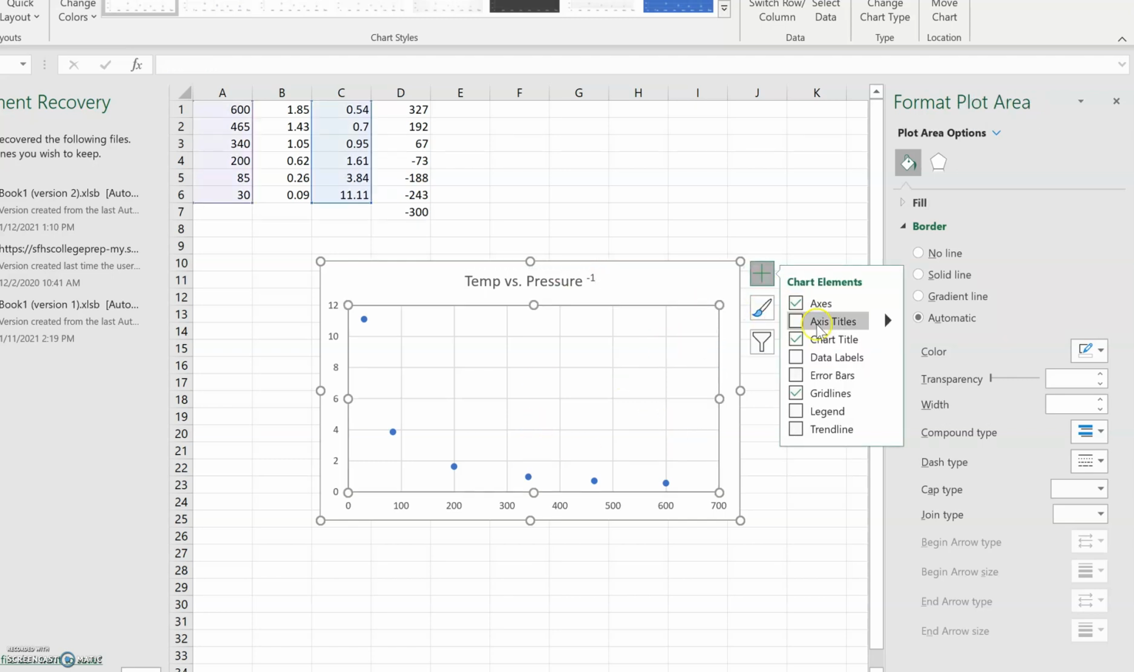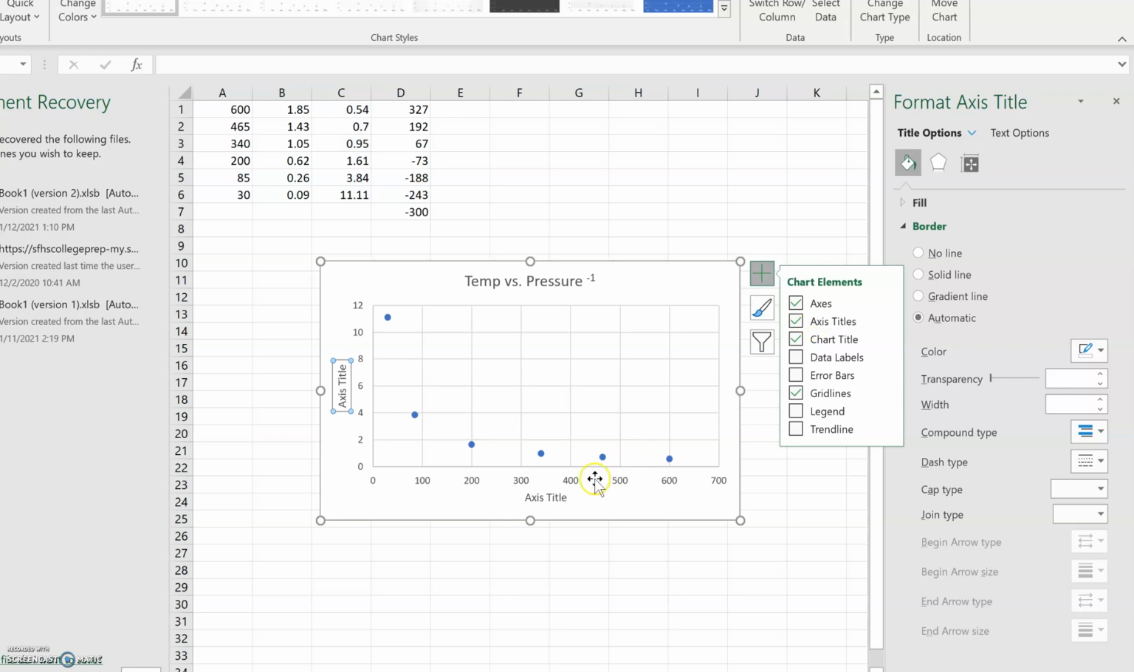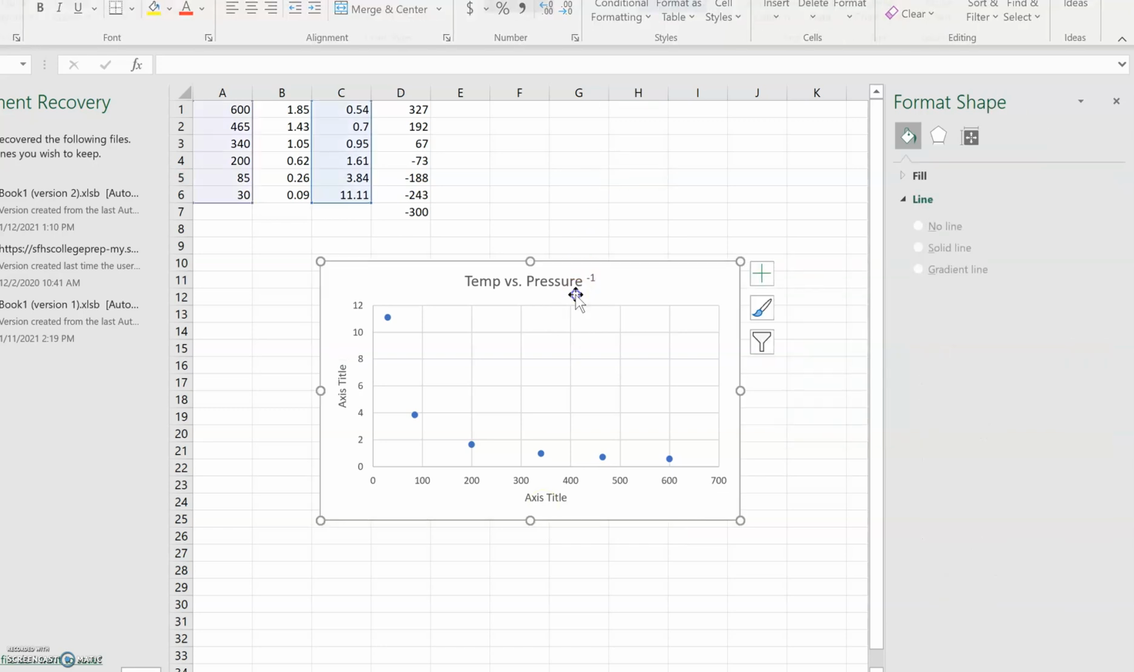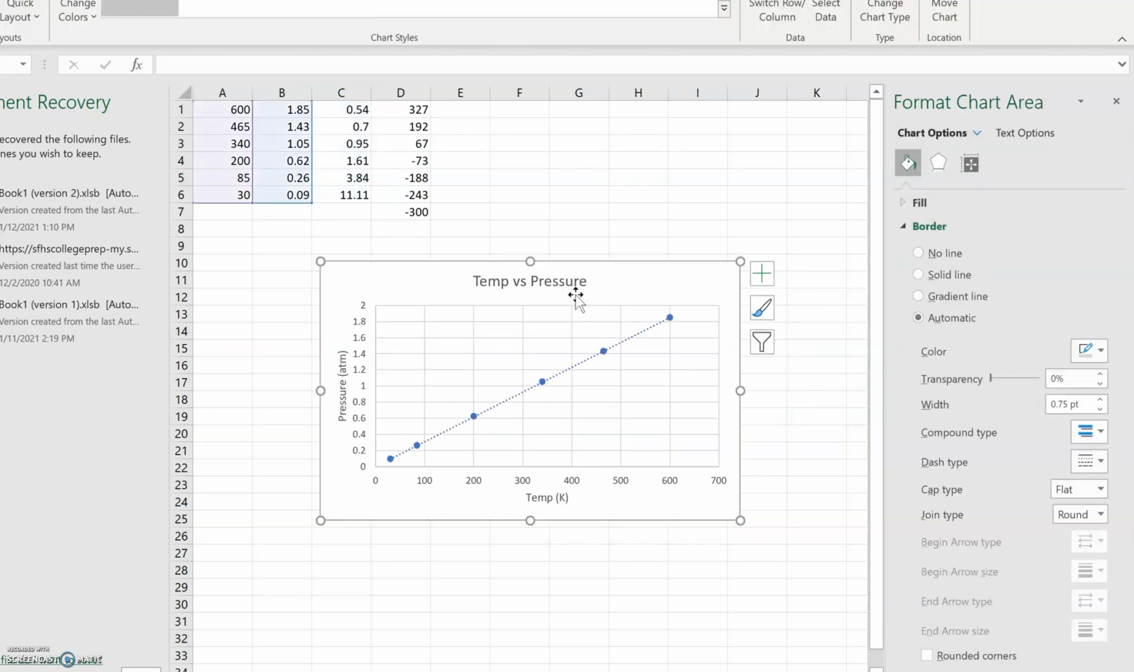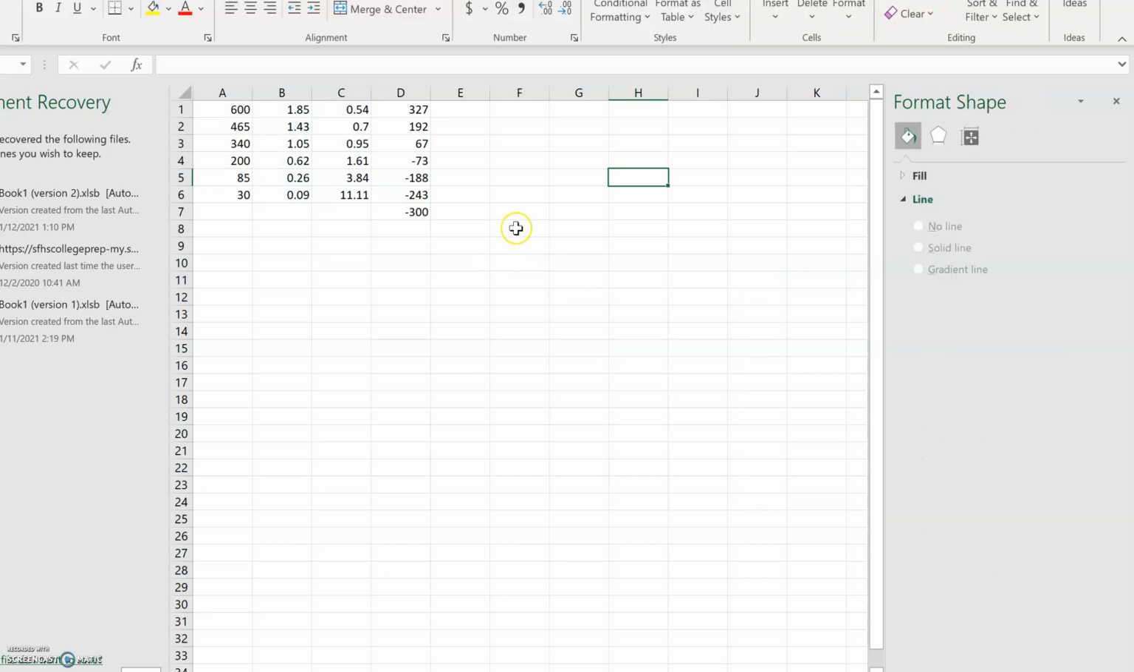We're going to add axes titles, and make sure that you label your axes with the proper measurement and units. The last graph that we're going to construct is going to be the most important one. So in the last graph, we're going to put pressure on the x-axis, not inverse, just regular pressure.